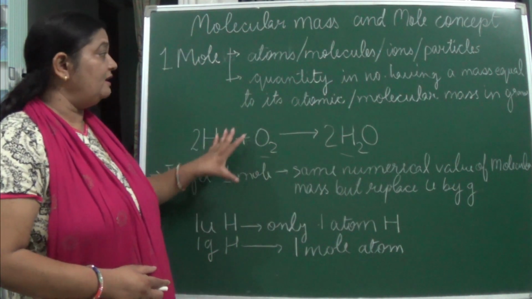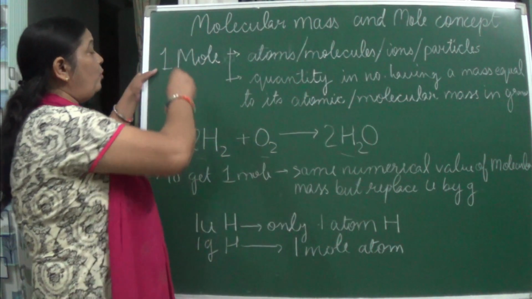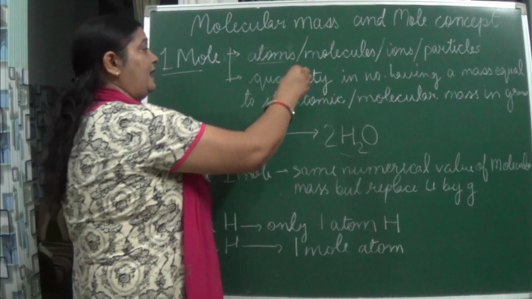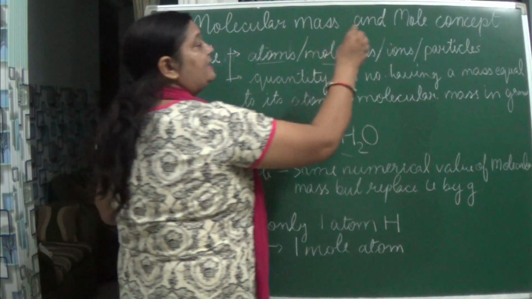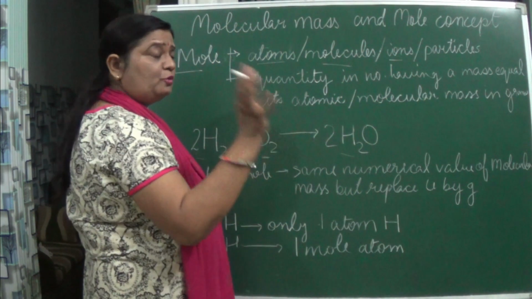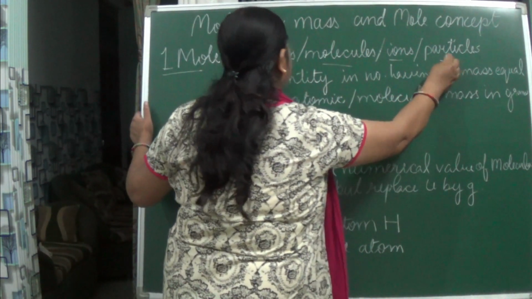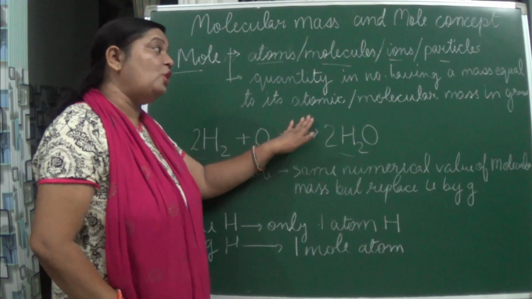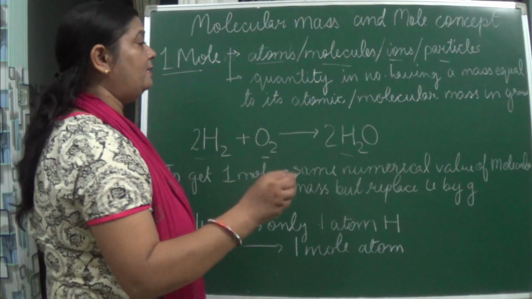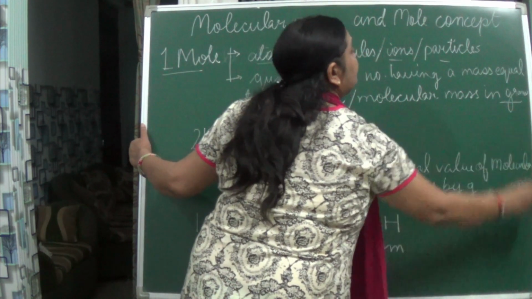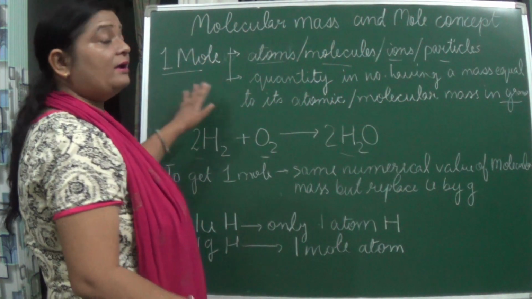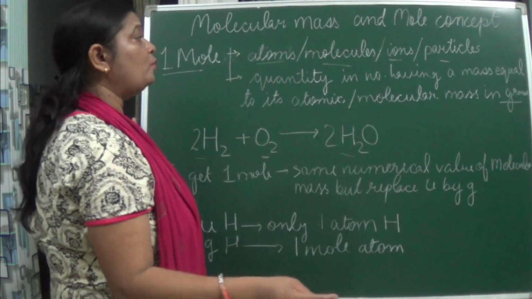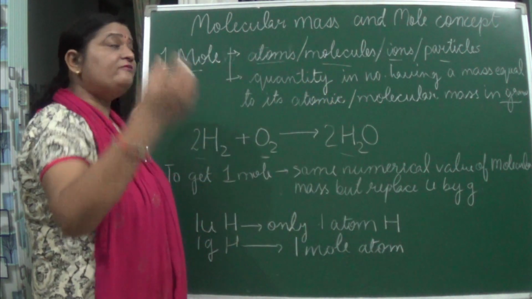Okay, so basically we can now define mole. 1 mole can be for atoms, any atom you can take; it can be of molecules like O2; it can be of ions like Na plus, Mg2 plus; it can be of particles. It is the quantity in number having a mass equal to its atomic or molecular mass in grams. Now here the change comes, that is, in grams. We were studying molecular mass in atomic mass units, formula mass in atomic mass units.